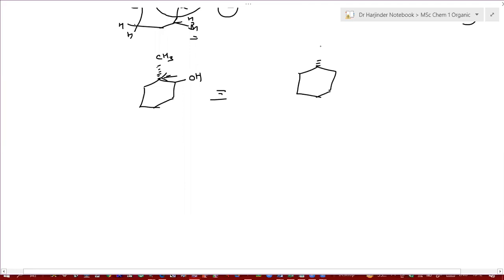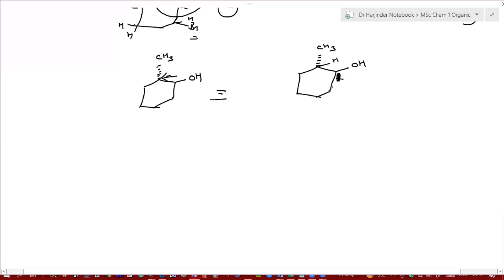Sir, S. Yes, remaining students, say R. S, sir. Okay, so which group will get first priority according to CIP rules? The one where OH is attached. This carbon. Why? Because you have carbon, carbon, carbon, there is a tie. So you have to look at the next atom. Here the next atoms are hydrogen and oxygen. Here 2 hydrogen, here 3 hydrogen. So the first priority will be this one.